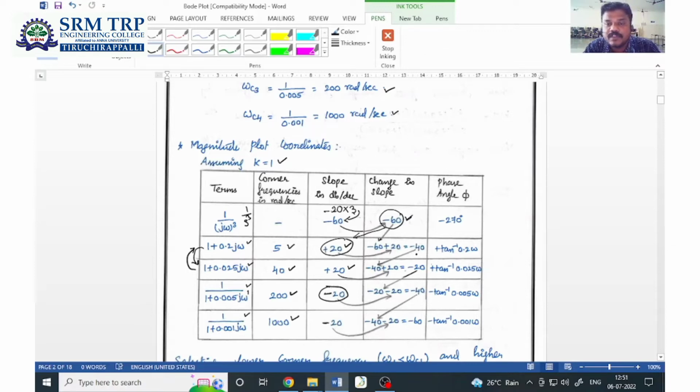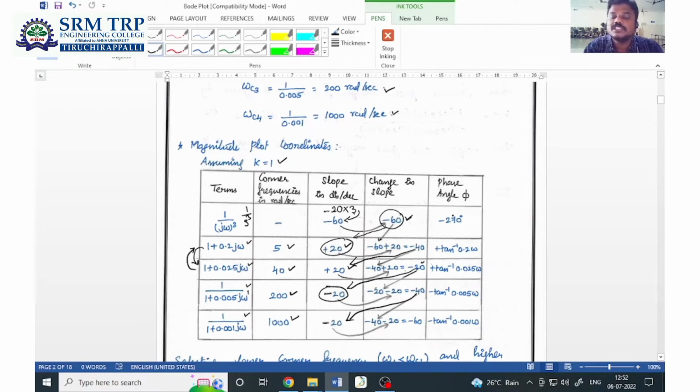Similarly, in this we have got minus 40. For the next term, the slope change will be this minus 40 added to this plus 20, and you will get minus 20. Similarly, minus 20 and minus 20 should be added, then this minus 20 and this minus 20 should be added, and this minus 40 and this minus 20 should be added. That will give you the fourth column elements.